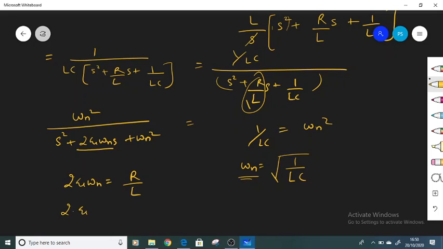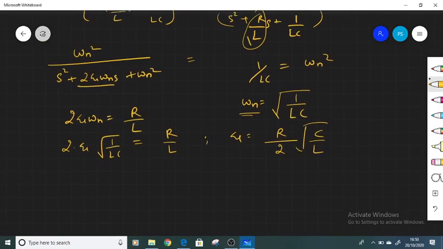Omega n की वैल्यू है under root of 1 divided by LC, and this should be equal to R by L. So hence you can find out what is the value of zeta from here. Zeta की क्या वैल्यू आ जाएगी? R divided by 2 under root C by L. यही आएगी. So this will be the value of zeta.